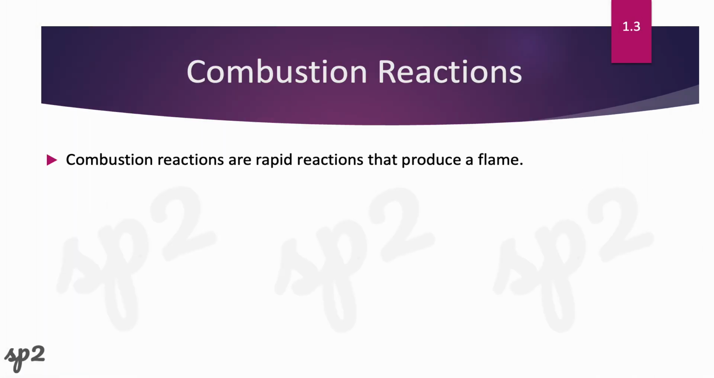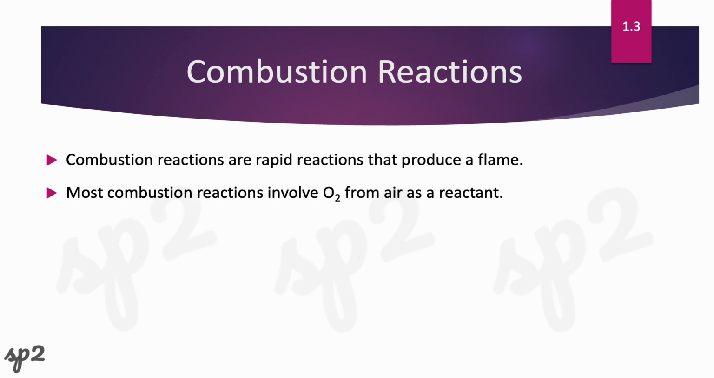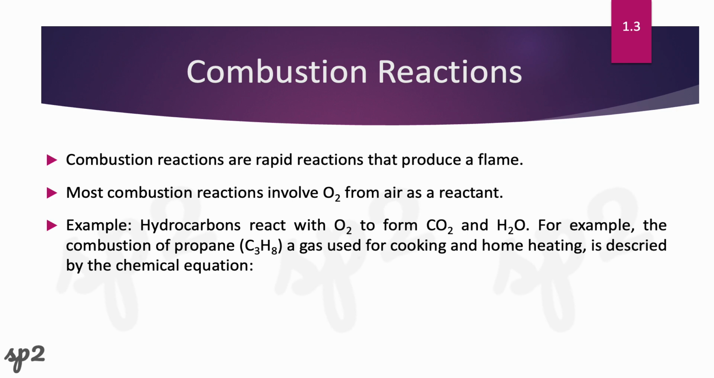Then we have the combustion reactions, and these are typically a rapid reaction that produces a flame. Most of our combustion reactions involve oxygen from the air as a reactant. So here I have an example, which is a hydrocarbon, C3H8. This is actually propane gas, which is a very common gas that we use for cooking, right? Reacting with oxygen gas. If they are done properly and completely, we're going to have the formation of carbon dioxide and water. So we have CO2 and H2O on the product side. And this reaction is already balanced for your reference.